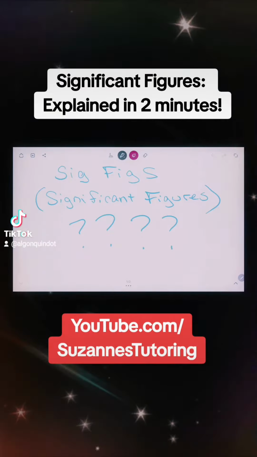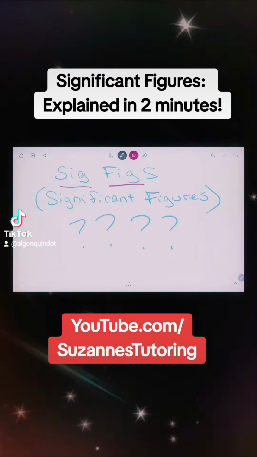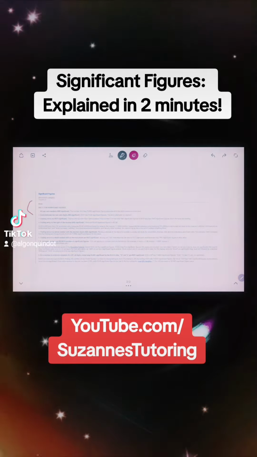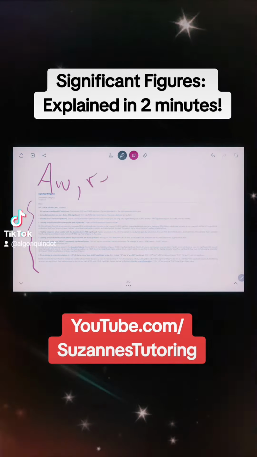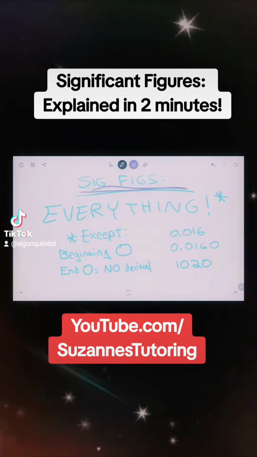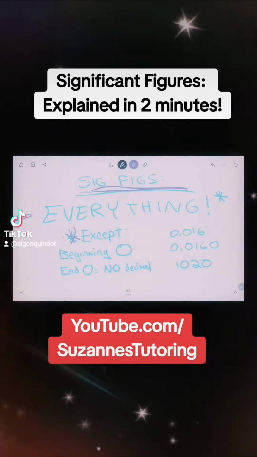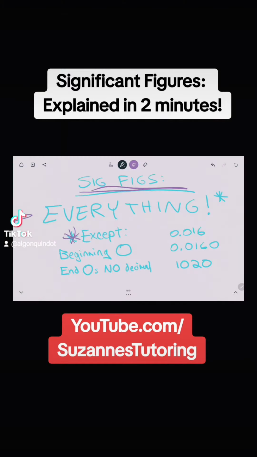I'm going to give you the rundown really quickly on significant figures, otherwise known as sig figs. So normally we get hit with all of this stuff, and it's like, man, really? Because it's really a lot more simple than that. Sig figs is all the figures, all the digits, all the numbers, except two things.